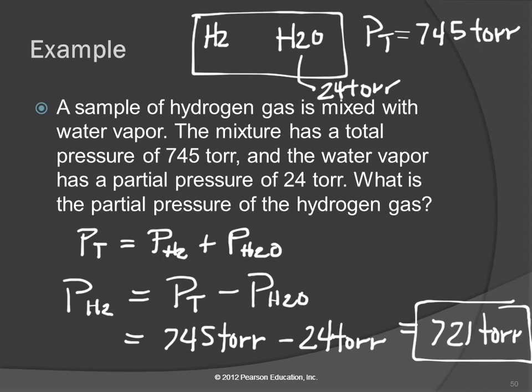Which of those two gases is there more of in that mixture? Is there more water or more hydrogen? There's a lot more hydrogen because the hydrogen partial pressure is much higher than the water because there's a lot more of it.